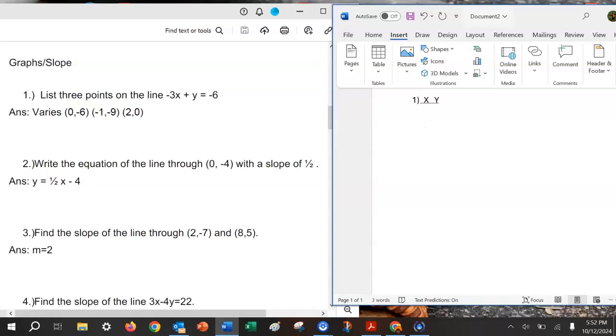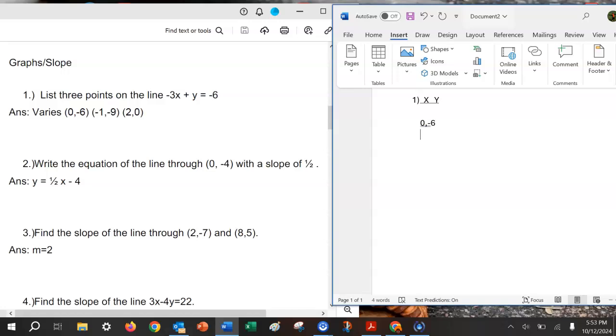So the ideal thing, I told you, make your life easy by substituting in 0 any chance you get. So negative 3 times 0 is 0, and that leaves me y equals negative 6, so my answer is negative 6.